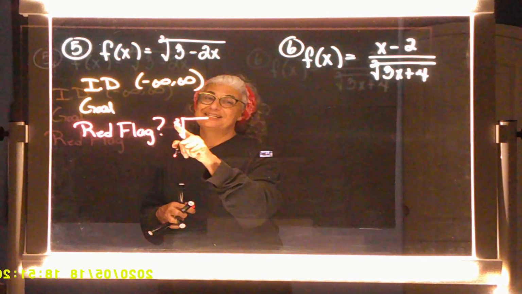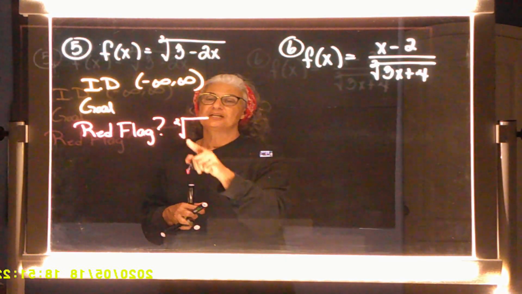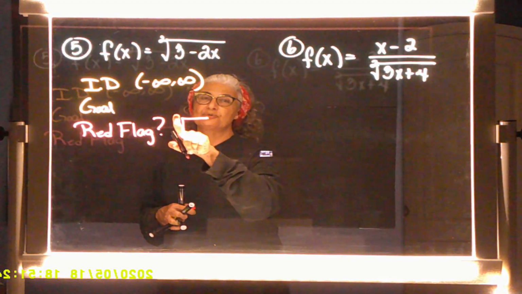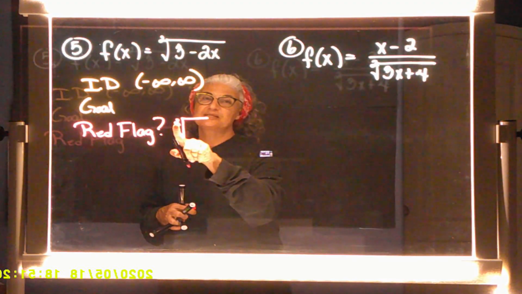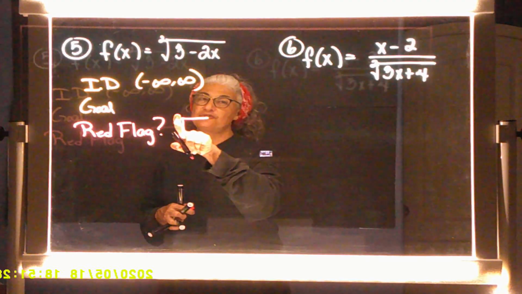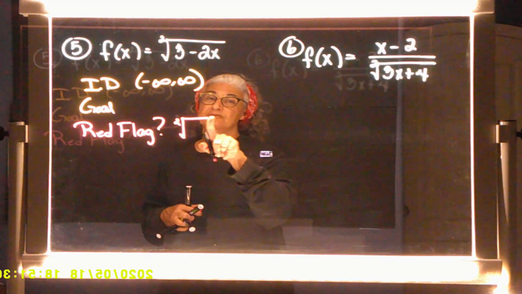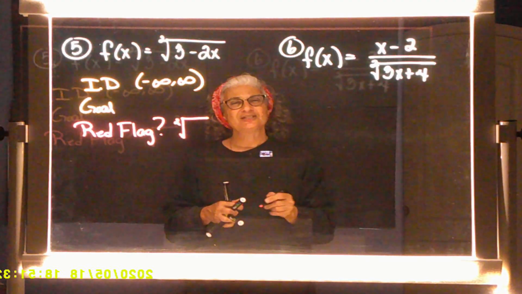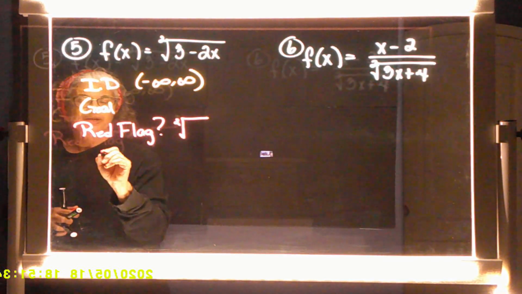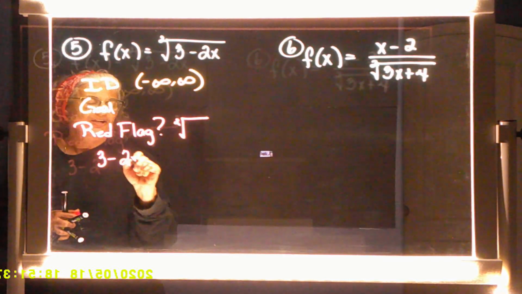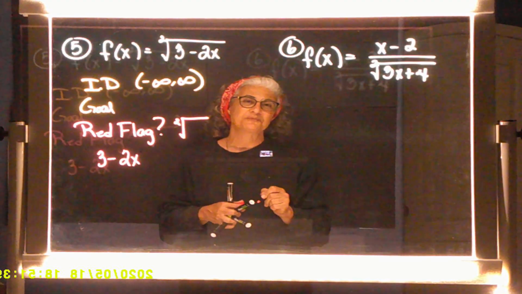That little 2, that index, means square. This symbol means root. So that little index means square, and the symbol itself means root. So this is a square root. So what was the deal about a square root again? What was the deal about the number under the square root? It always had to be what kind of number?